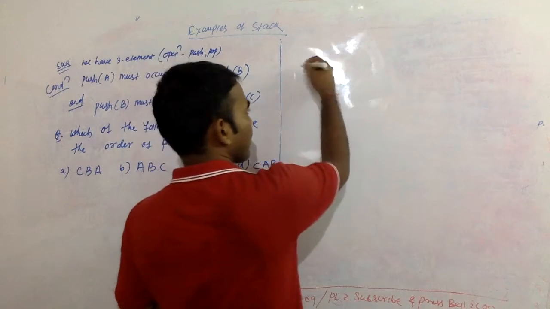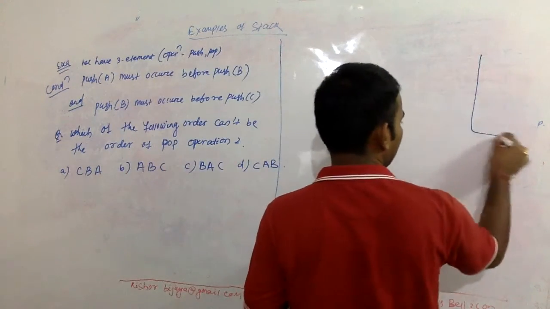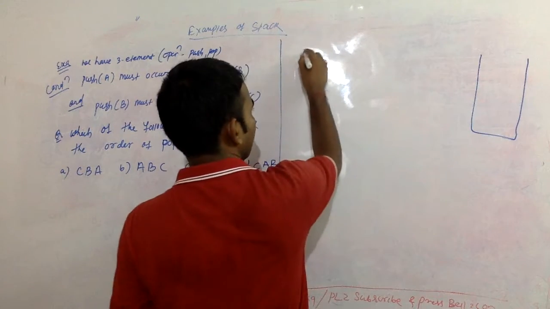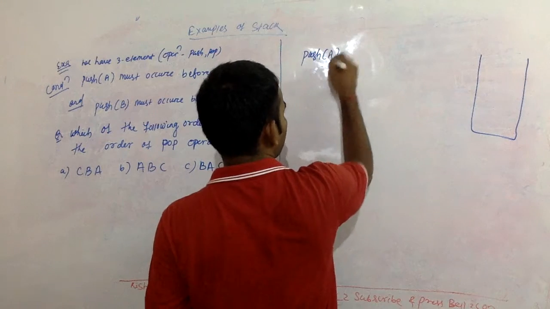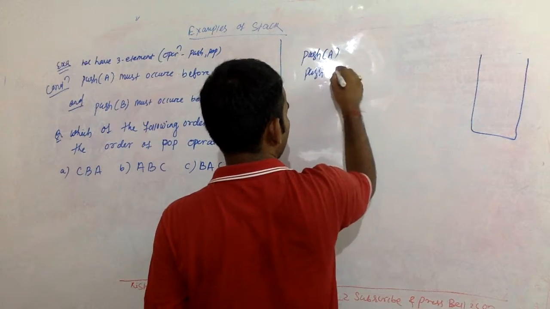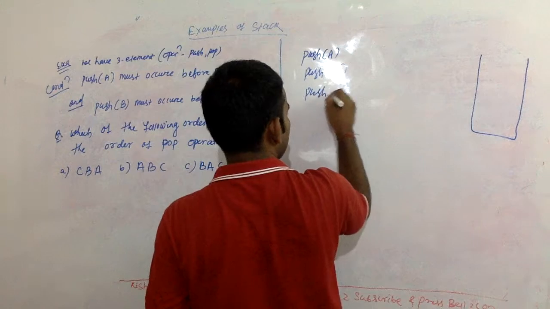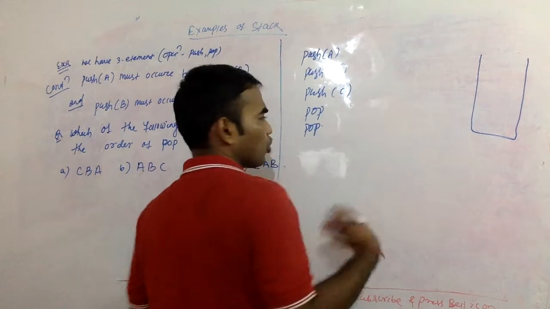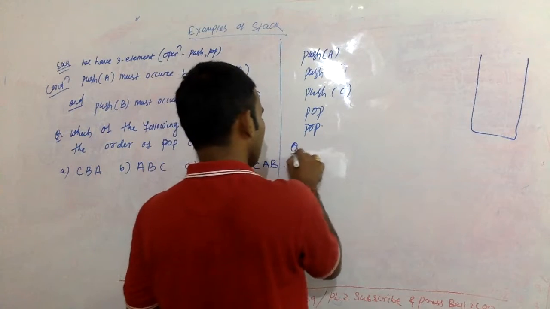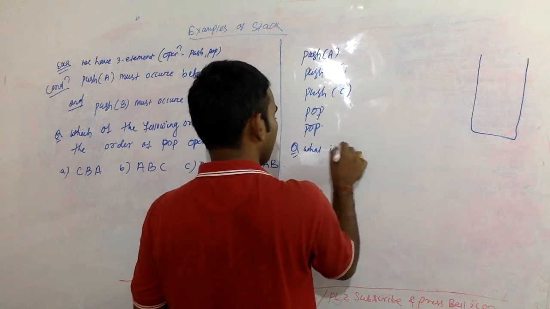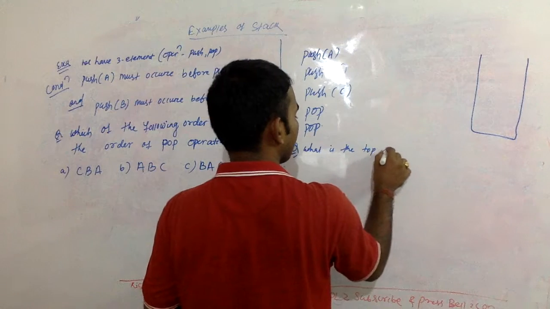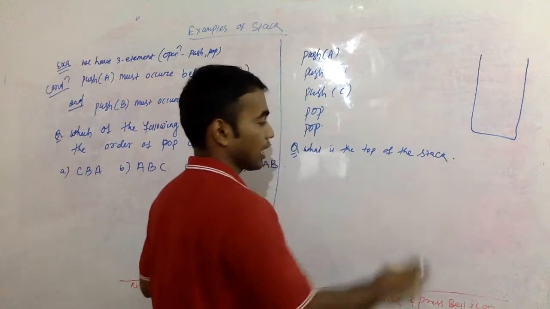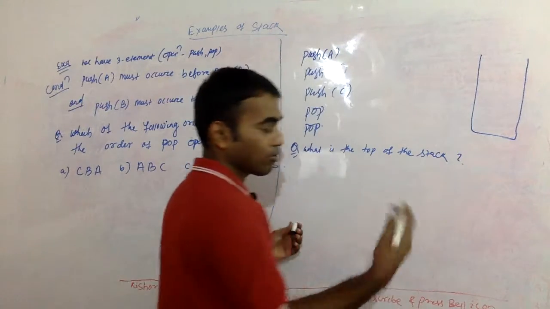Given a stack, if I am doing push A, then push B, then push C, then pop, the question is: what is the top of the stack? What is the top of the stack? That is the question. Just try to understand this carefully.